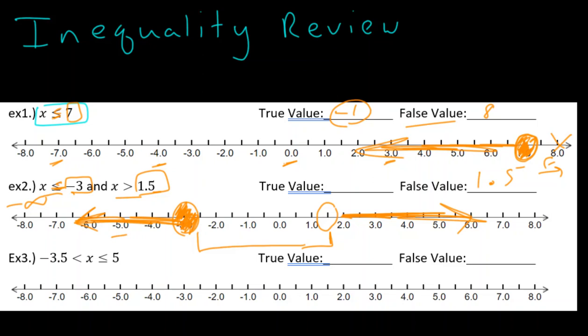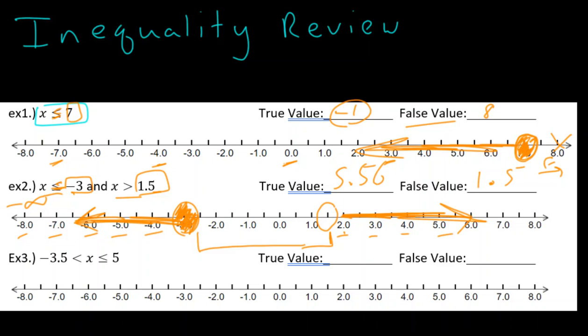We could say negative 5, negative 4, negative 6, negative 7, negative 8. All of those are true values. 2, 3, 4, 5, every number in between. Let's just say a decimal. 5.56 will clearly be a true number or solution.